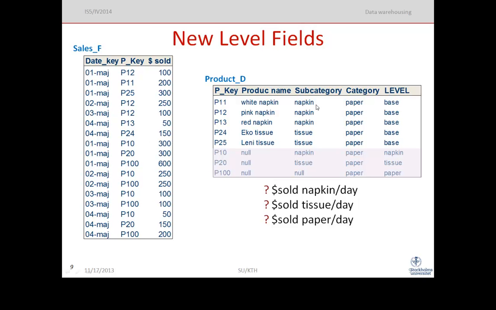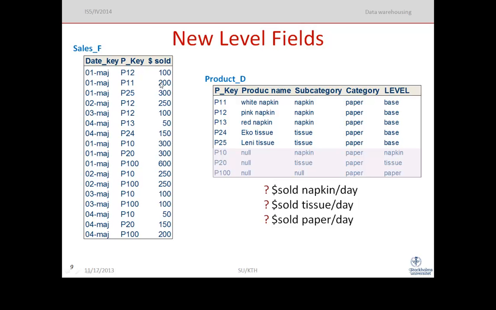That means we group on subcategory. If we look at the 1st of May and at napkins, we see the first row, P12, that is pink napkins, so that's 100 napkins. P11 is also a napkin on the 1st of May, so that's 300 napkins in total. And P25, well, that's not napkins. So then we say we have sold 300 napkins.